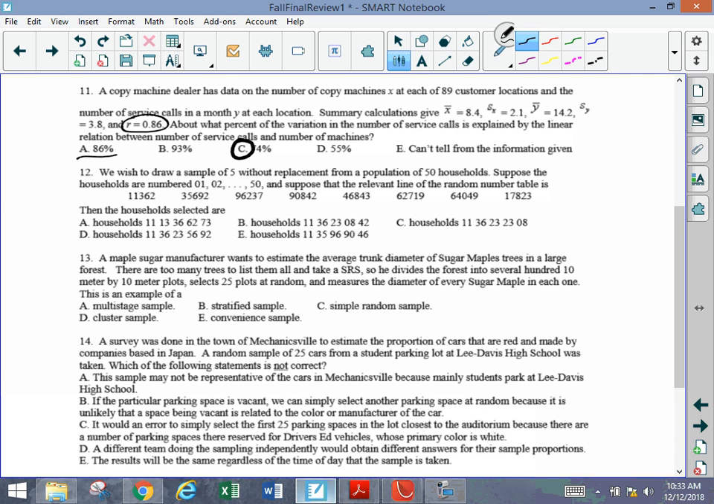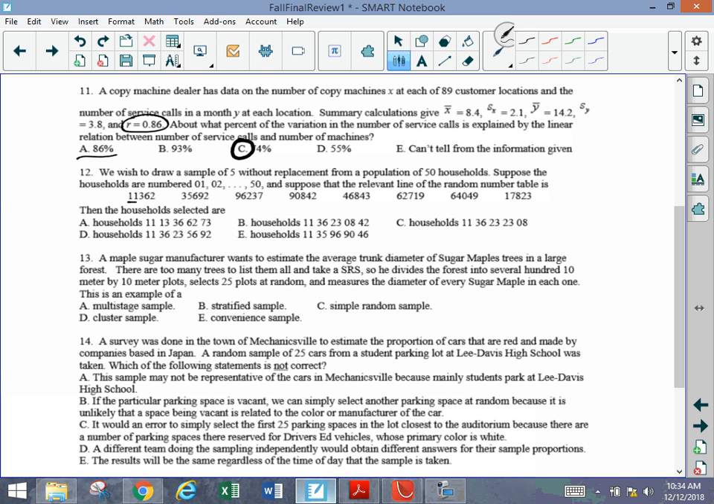All right, we're going to draw a sample of 5. Let's use our random table of digits. A random sample of 5 without replacement from a population of 50 households. Suppose the households are numbered 01 to 50. So we're not going to do 00 to 49. That would be another option, but we're not. And suppose that the relevant line of the random number table is this. All right, let's select 5 households.